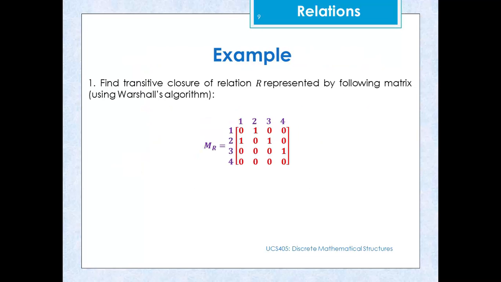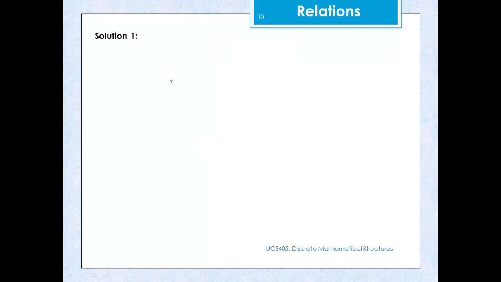This is the question that we have to find the transitive closure of relation R that is represented using this matrix MR. Here we can see that the number of elements is 4, so that means we have to do 4 iterations here. Let us see how we can solve it. For the initial step, W0 will be the same matrix that is defined in the question itself. So we have written it down here in the form of W0.